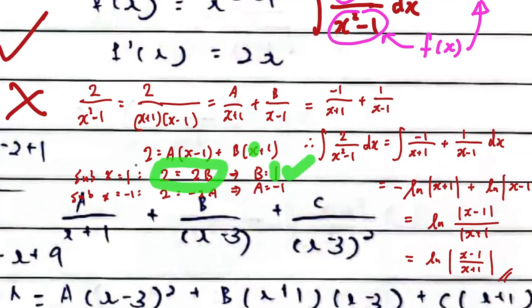Okay. Then now I sub in x equals negative 1. What happens? x plus 1 becomes negative 1 plus 1, which is 0. 0 times b is 0. So that means I'll be left with 2 equals a times negative 1 minus 1, which is negative 2a. Solving, I get a equals 2 over negative 2, which is negative 1. So now I just sub back in. Negative 1 here and 1 there.